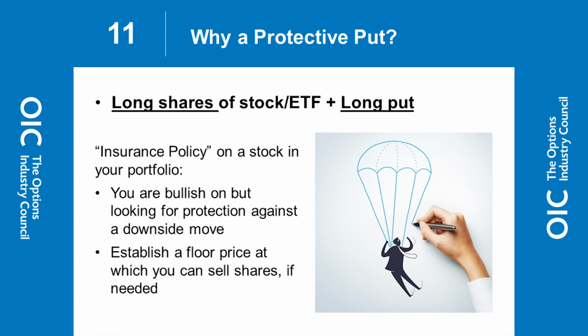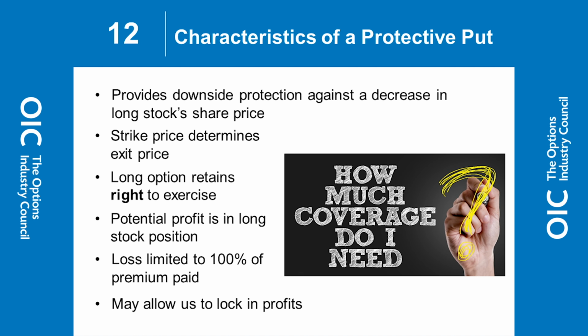We may buy a protective put if we're bullish and we're looking for protection against a downside move, because we have the right to sell those shares at a certain price. Now, when we look at the protective put, as I mentioned, I liken it to an insurance policy. For example, we own an asset, like our car. We've got insurance on our car that should an accident happen, we don't want the accident to happen, right? But should the accident occur, we're going to be protected. We're not going to lose the value of our car.